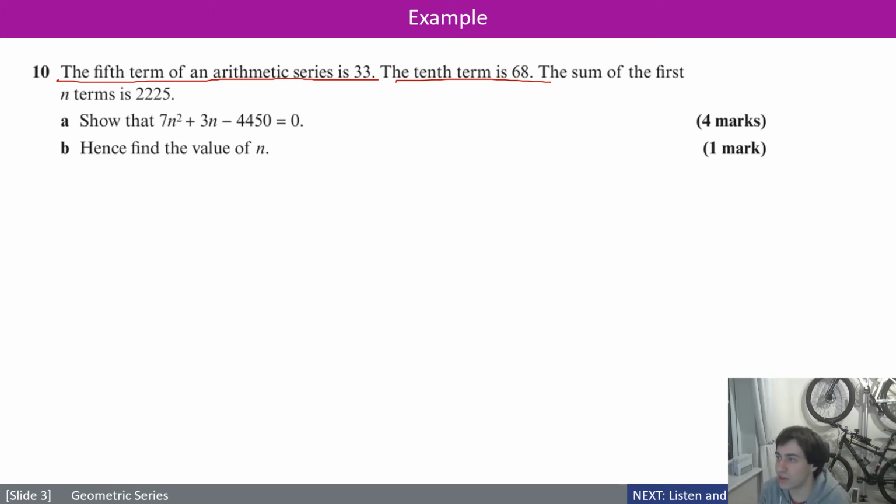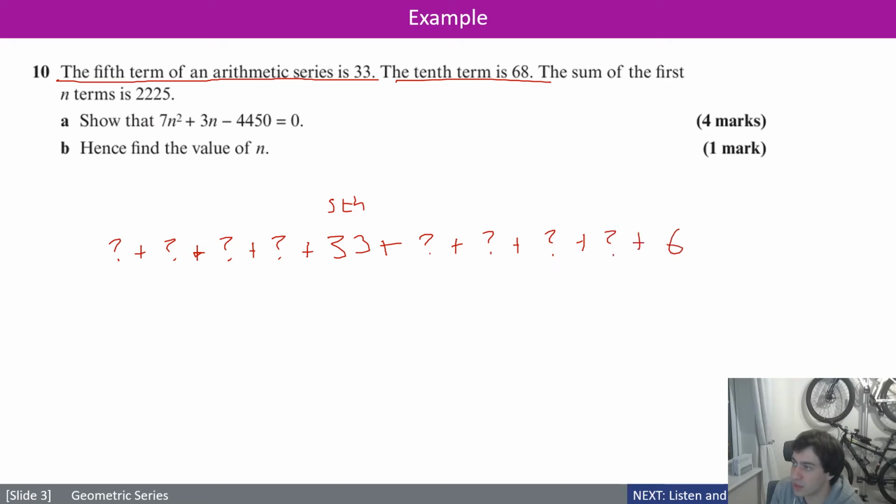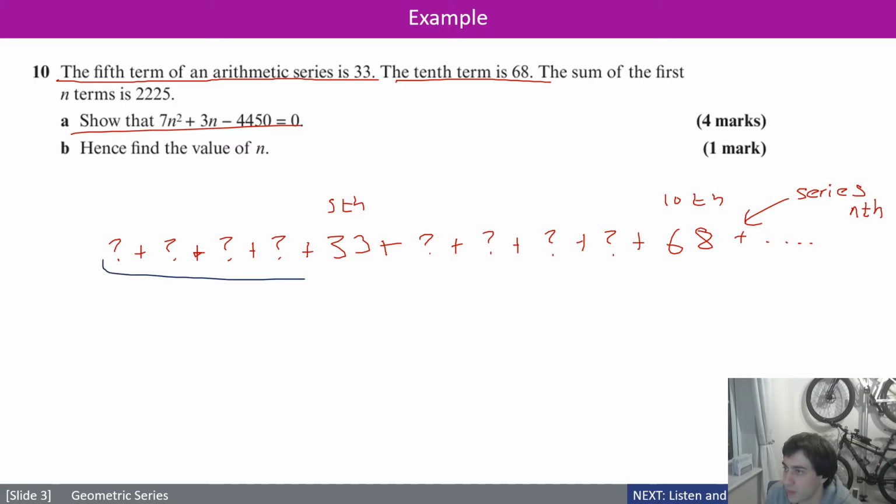So what you need to do is visualize this the following way. Your series is something plus something plus something plus something plus 33, that's the fifth, plus, so it's just pluses instead of commas, sixth, seventh, eighth, ninth, and the tenth is 68. So this is the series. And then the question is, the sum of the first n terms is 2225, show that this. So what they're basically saying is, go all the way up to some nth term, and you're going to end up with 2225.